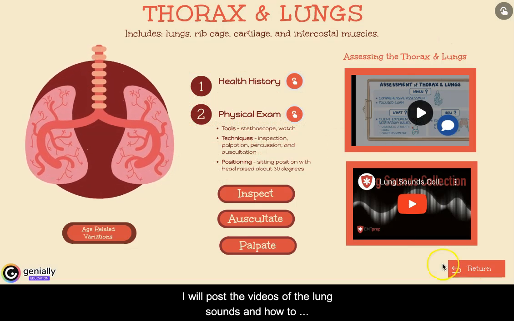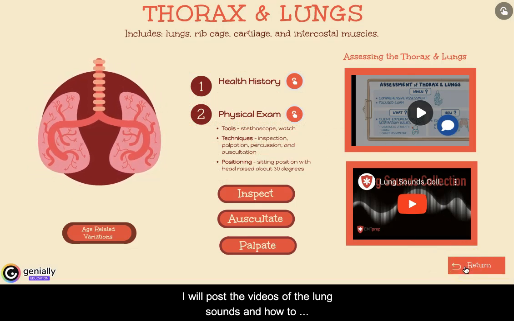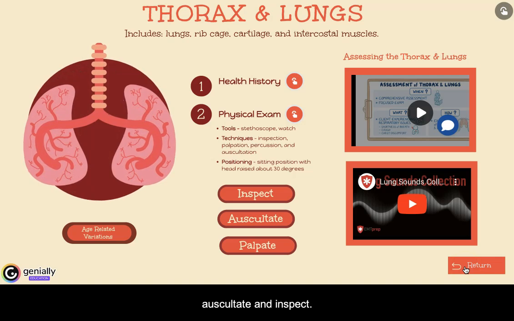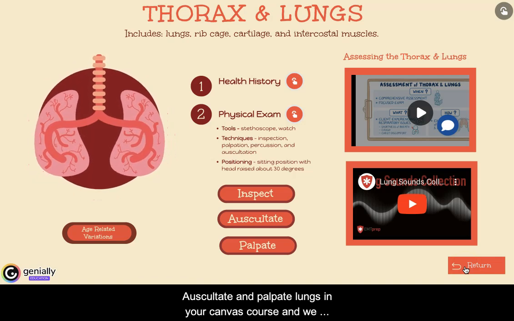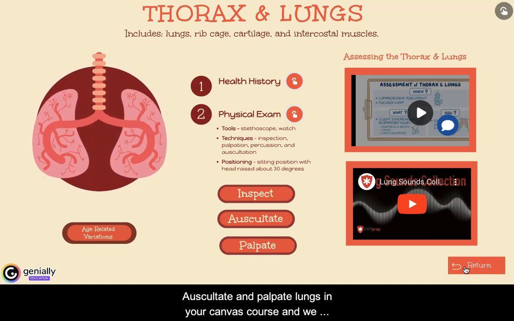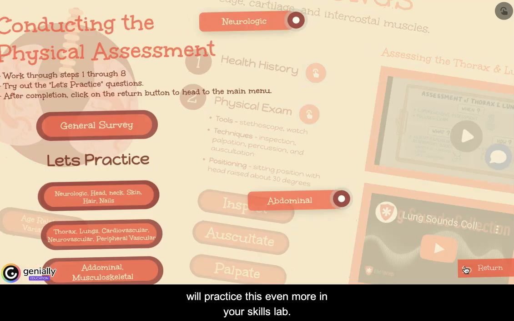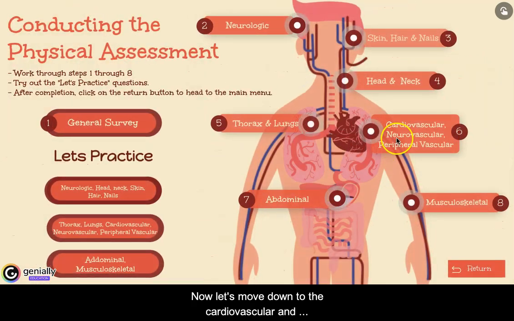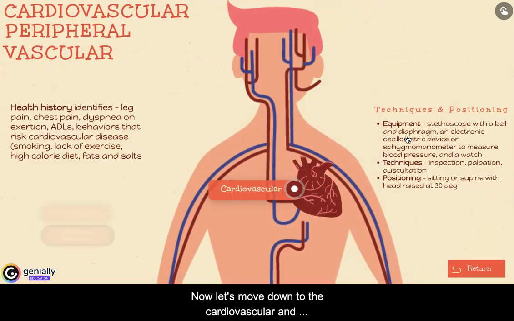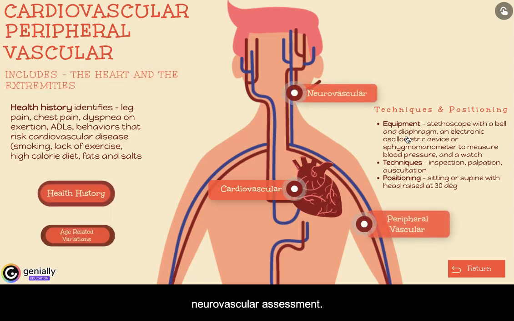So I will post the videos of the lung sounds and how to inspect, auscultate, and palpate lungs in your Canvas course, and we will practice this even more in your skills lab. Now let's move down to the cardiovascular and neurovascular assessment. This includes the heart and the extremities.